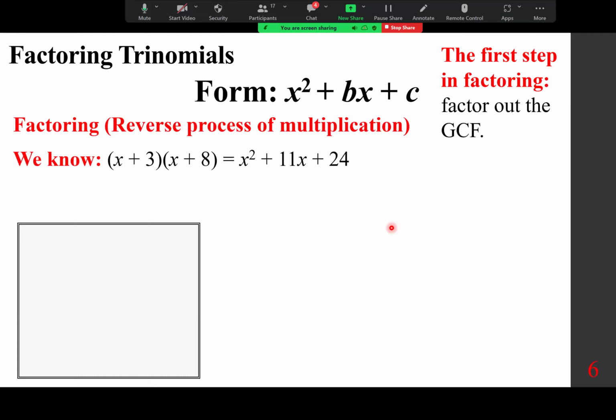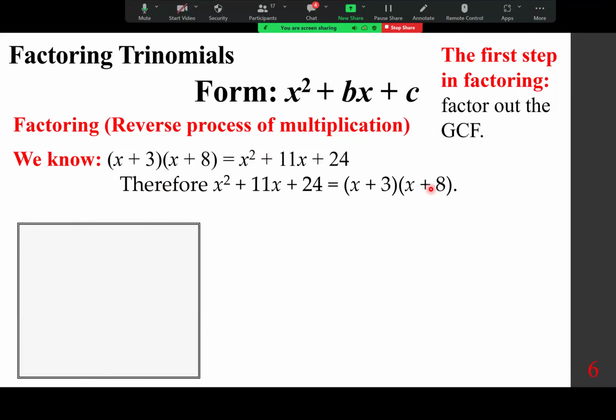We know, for example, if we want to multiply these two, here's how we do it fast, because we are supposed to do the foiling in our head. X and x gives you x squared. 3 and x, 3 and 8, the product is 24. And then you say 3 plus 8, 11x. That's how you find the middle term. 3 plus 8 is 11. Therefore, you already know if you want to factor this, it is x plus 3 times x plus 8.